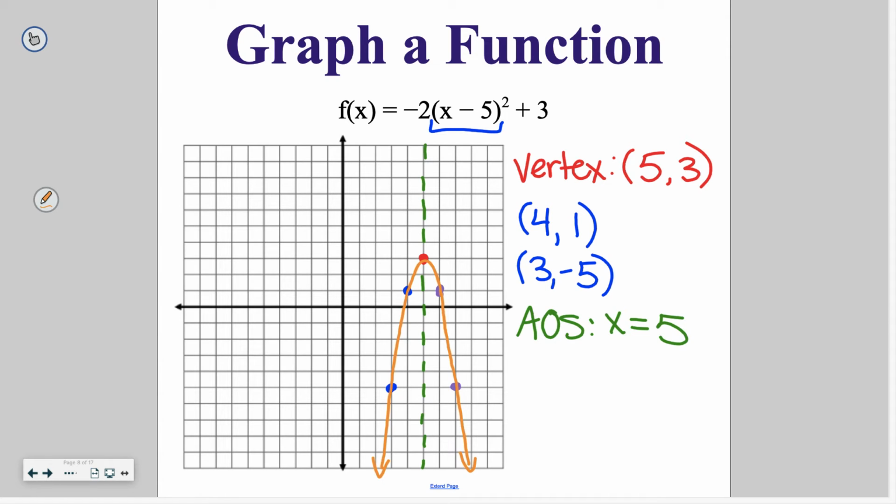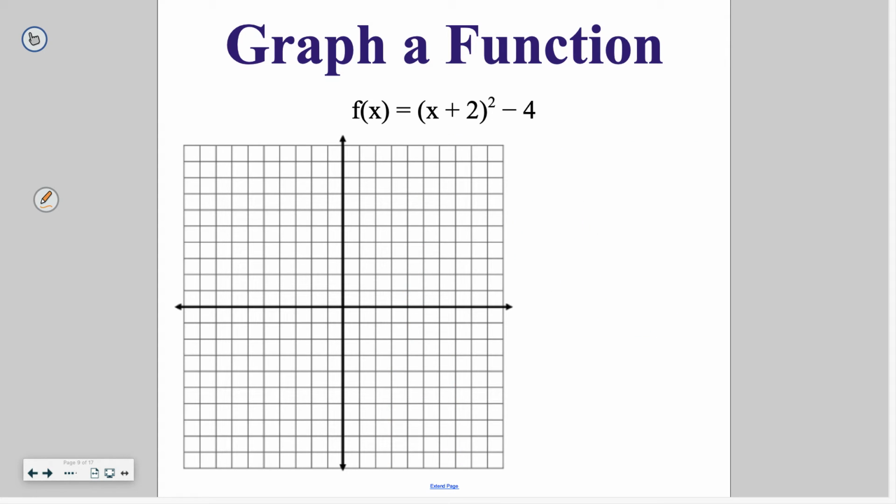So again, steps to graph: find the vertex, find 2 points to the left of the vertex, draw in your axis of symmetry, and then mirror across that axis of symmetry, drawing in as the final step that curve, making sure it does not come to a point and that it is actually curved. Go ahead and try graphing this one on your own.